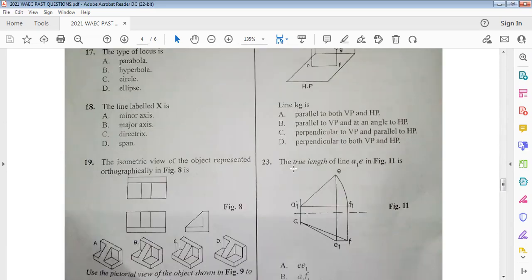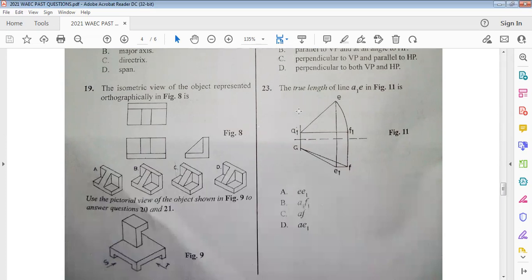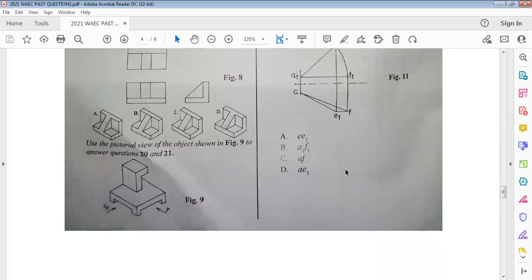So let's move to question 23 that says that the true length of line A1E in figure 11 is, the true length is AF. That is option C. AF is the true length. So take note of that. So let's move to the next question.